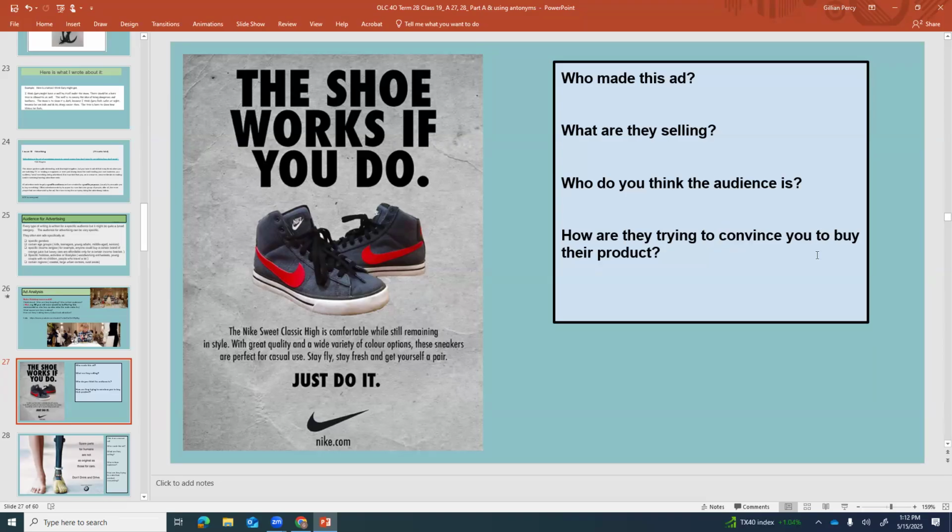How are they trying to convince you to buy their product? There's lots of color options. It's good quality. And then they start trying to use some sort of slang that will imply you're sort of hip and with it if you use these.